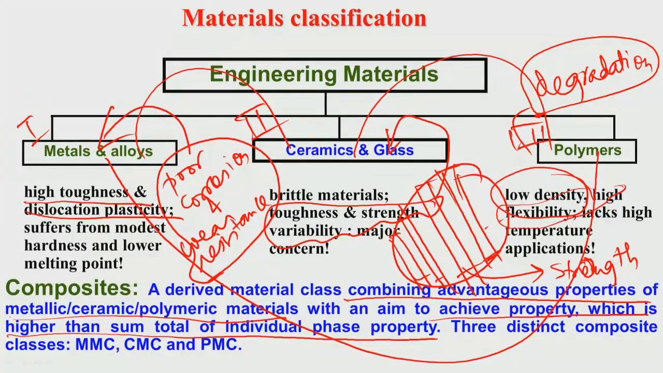This leads to the development of three distinct classes of composites, which are metal matrix composites, abbreviated as MMC, ceramic matrix composites, abbreviated as CMC, and polymer matrix composites, abbreviated as PMC.